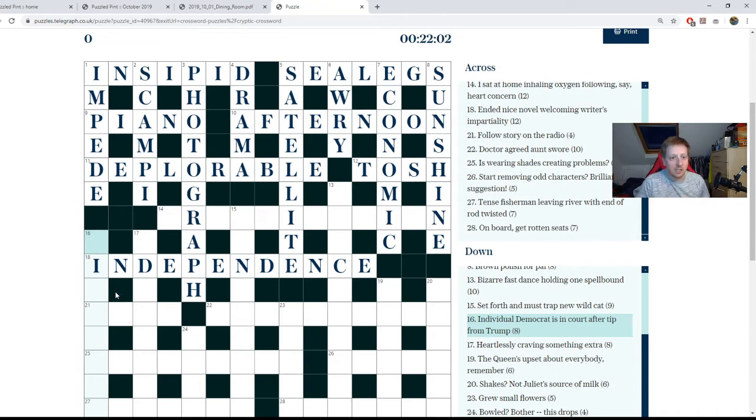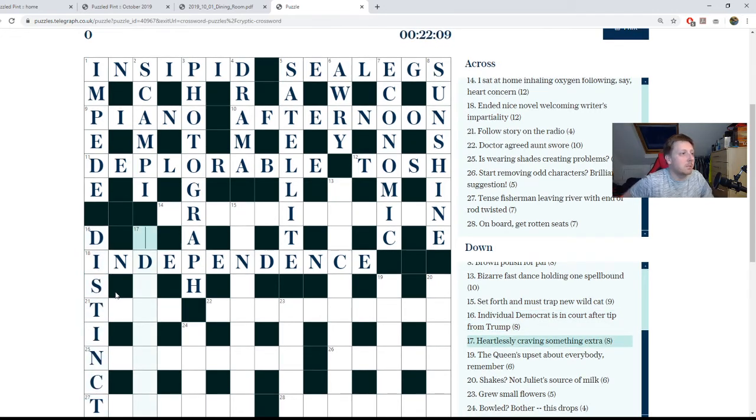I think it's distinct, but I'm not entirely sure why, and now I'm trying to parse it. D for Democrat, if it's distinct, it's individual. Democrat is D, is literally there, in is there, it is in court, and in court is after tip from Trump, which is that T that I'm circling. There we go. Perfect.